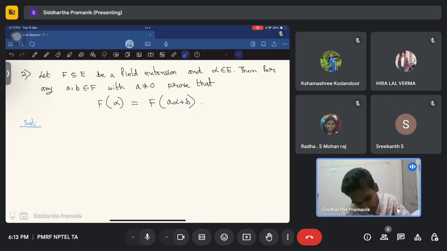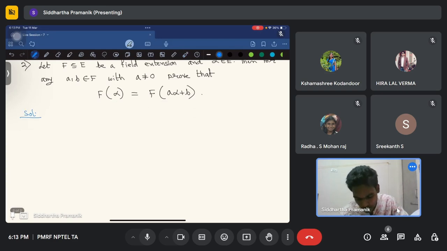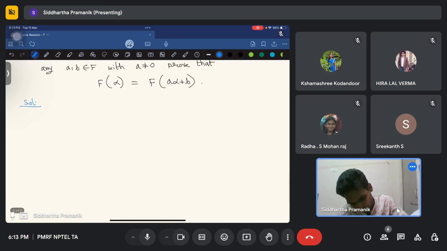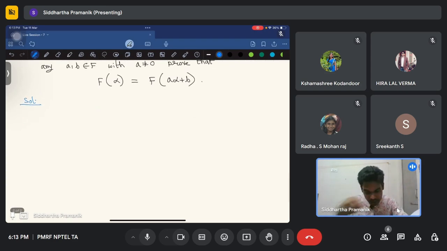So remember that alpha is an element of E, not F. But A and B are elements of F. So we need to prove these two sets are equal. The usual way we do it, we will prove that both of these are subsets of each other. So one side is trivial.